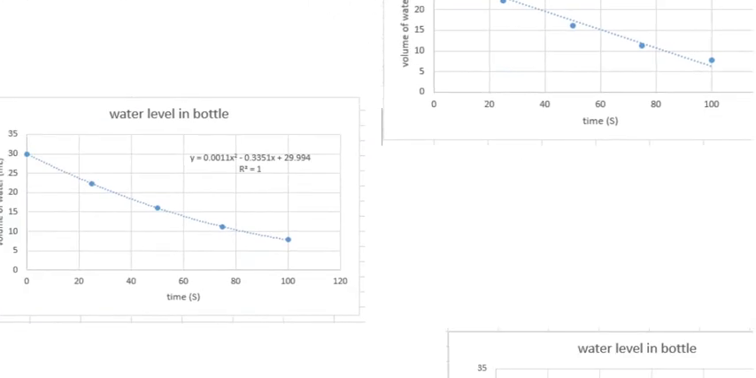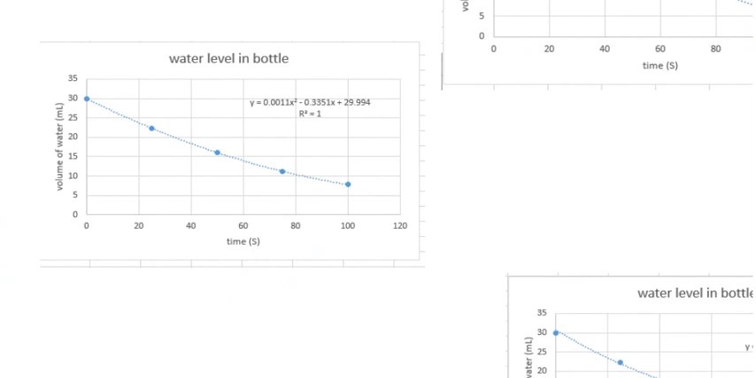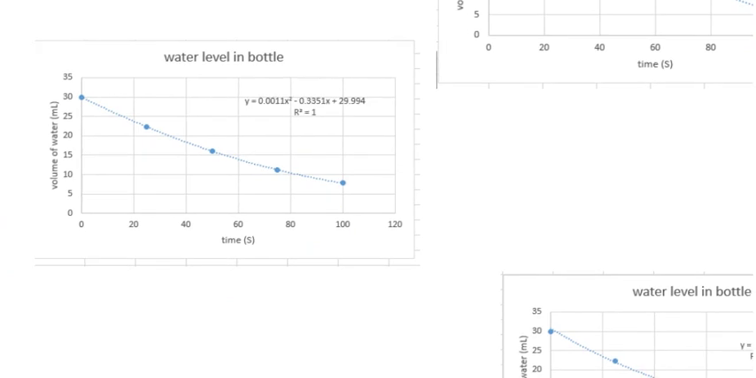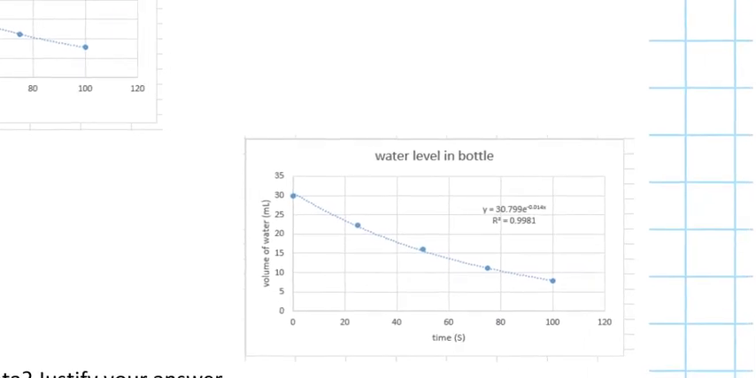And then we see the quadratic equation. See, it's a good fit. We see the R squared is equal to 1. And then the exponential, and it's also a good fit, and the R squared is 0.9981.